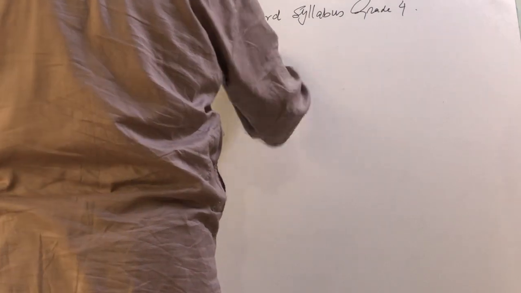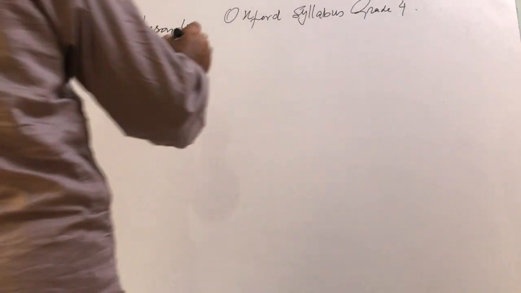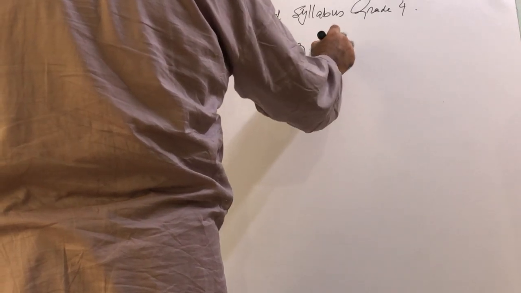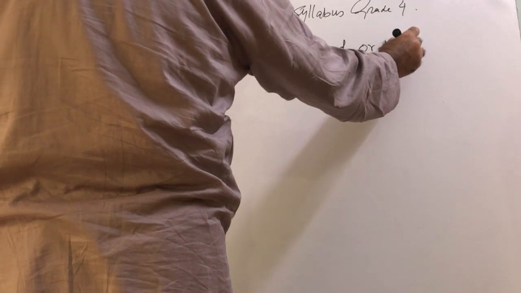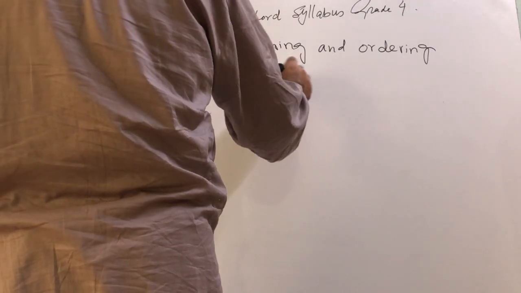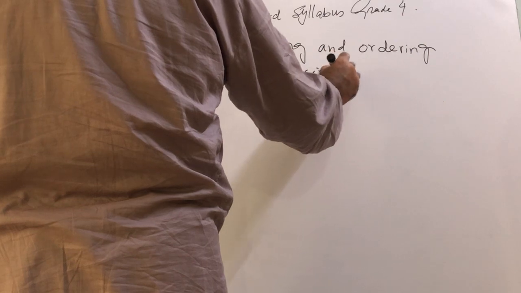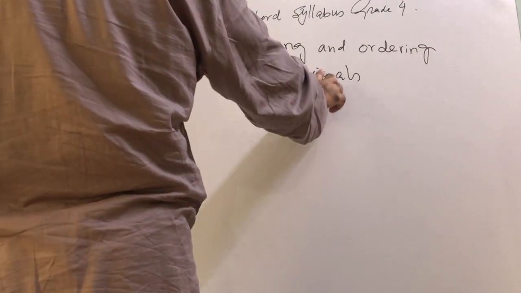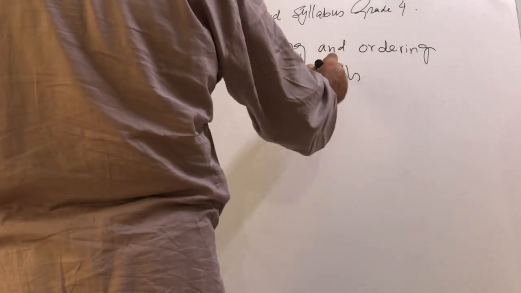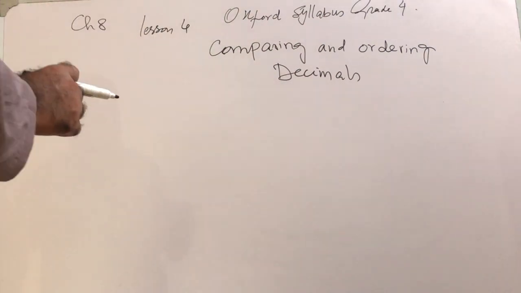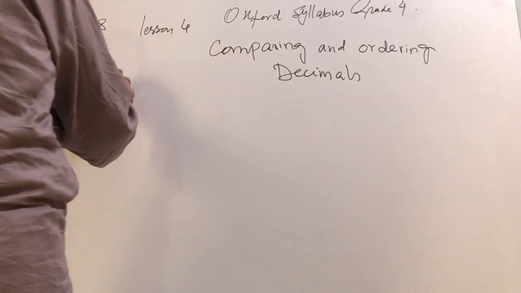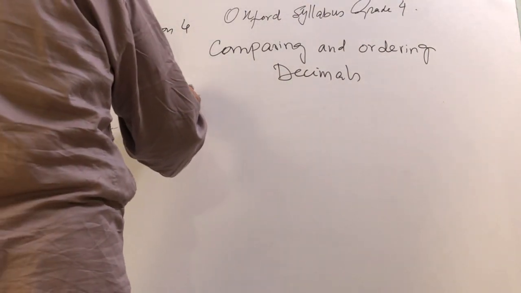Now we will be talking about lesson number 4. This is comparing and ordering decimals. It means that we need to compare and order the numbers involving decimals.